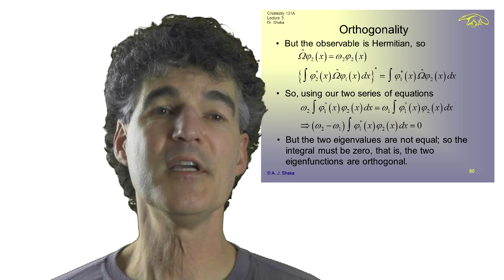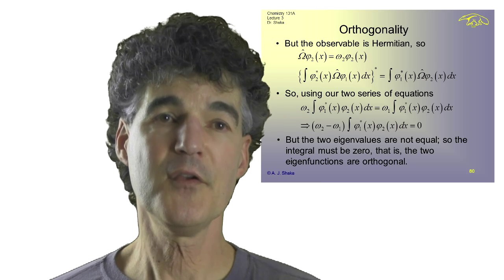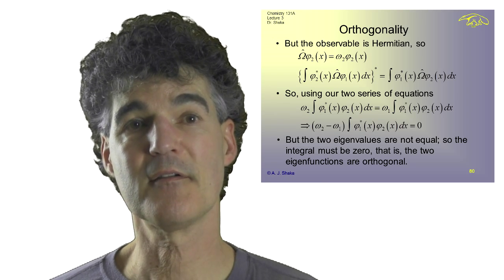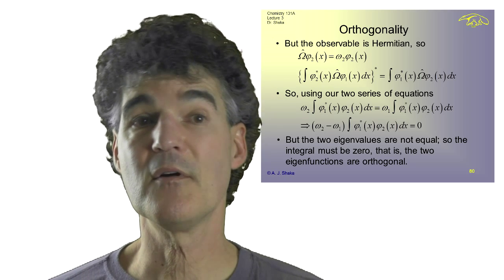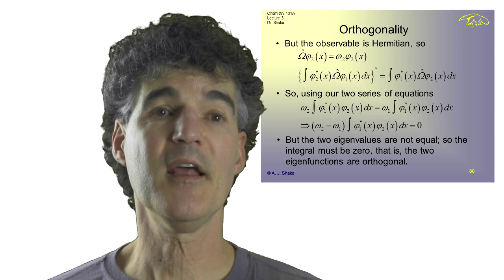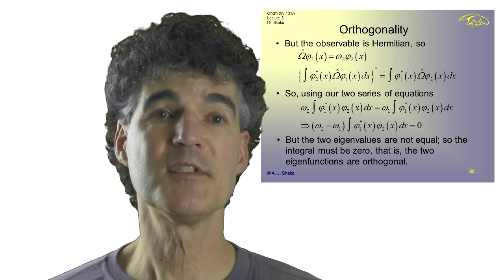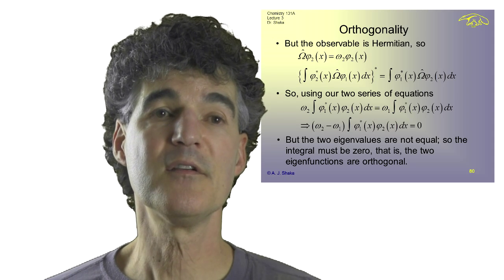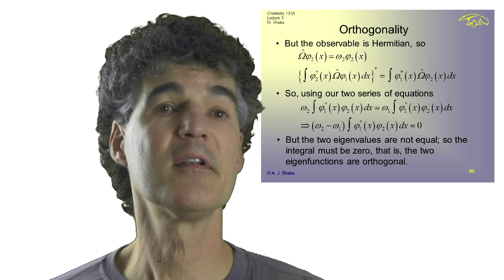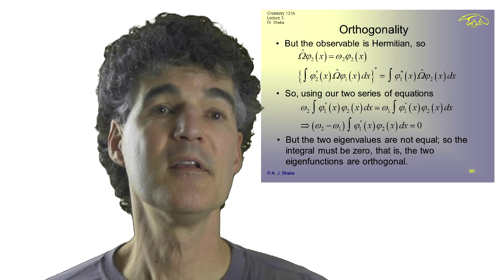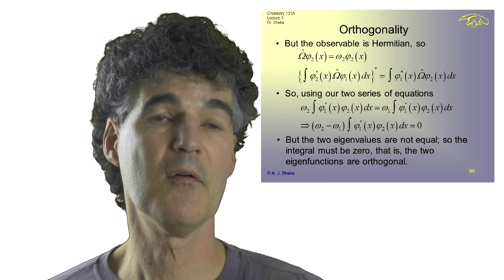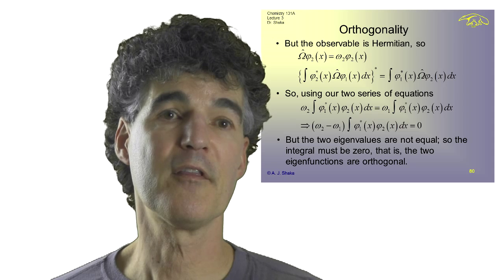And so using our two series of equations, here's what we come to finally. Omega 2 times the integral of phi 1 star phi 2 is equal to omega 1 times the integral of phi 1 star phi 2. But omega 2 is not equal to omega 1. So let's subtract omega 1 times the integral from both sides. Then we find out that omega 2 minus omega 1 times the integral is equal to 0. But since omega 2 is not equal to omega 1, it must be that the other thing is 0. Because if I have any number times something, the only way I can make the whole thing 0 is if the other thing is 0. And that means that the integral of phi 1 star phi 2 dx is 0.